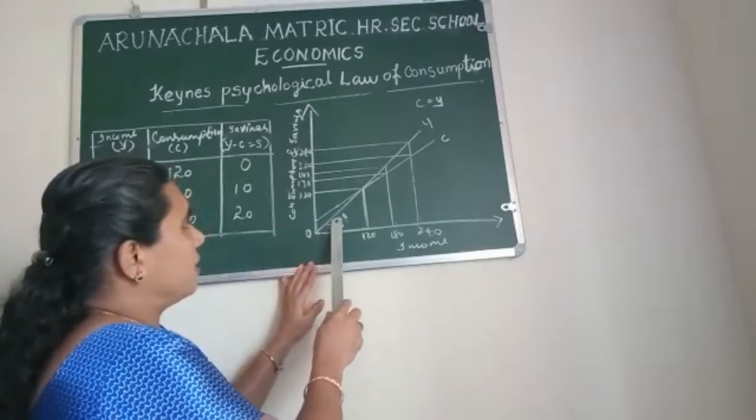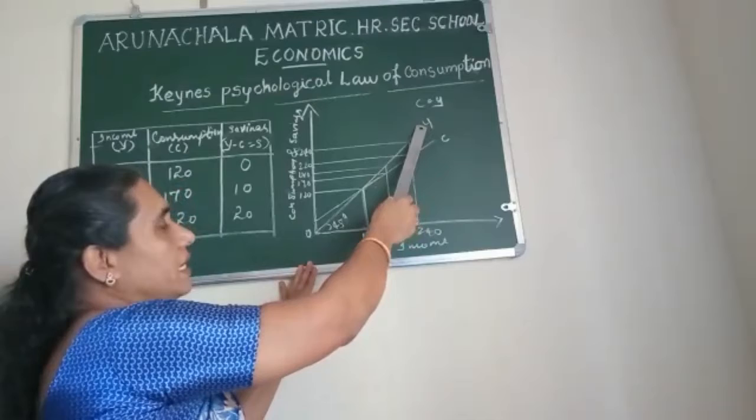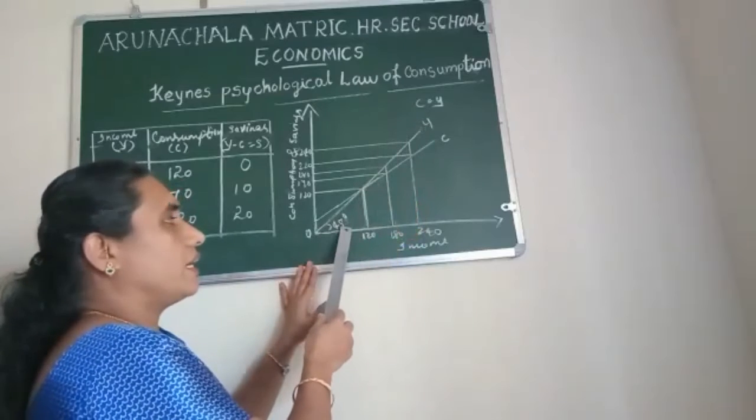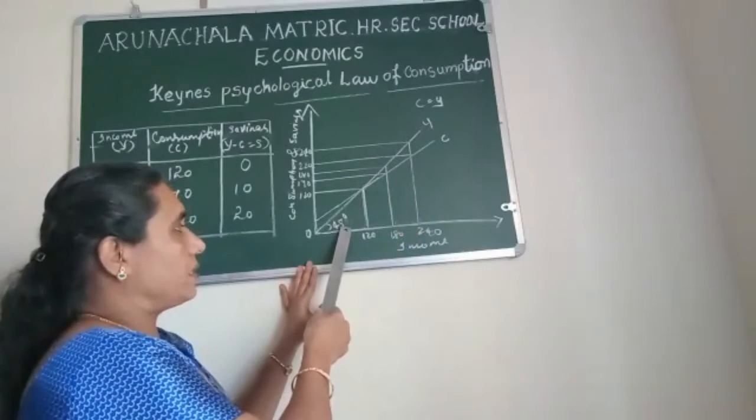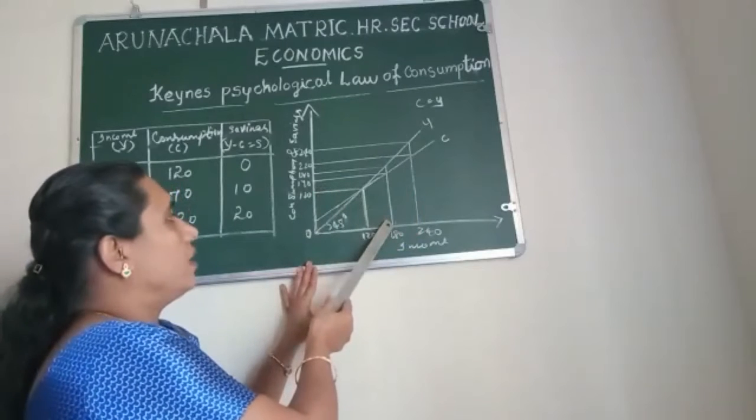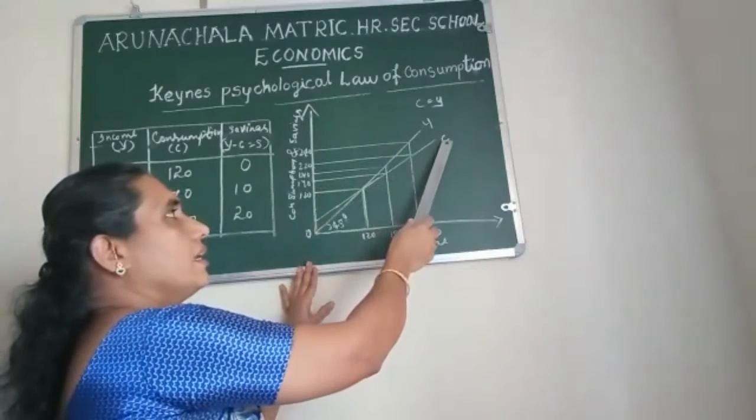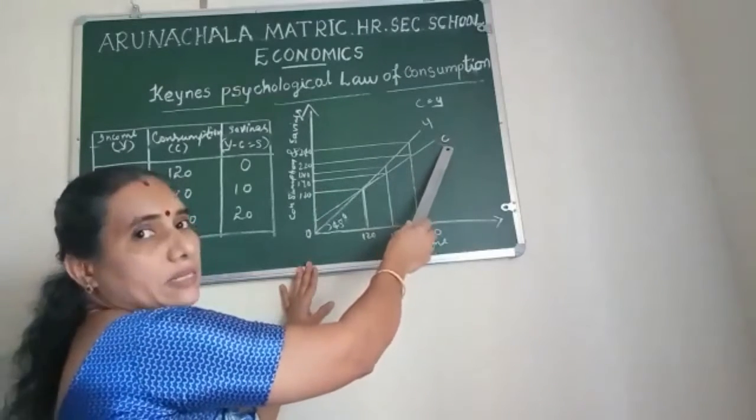Then this line is there now. This is denoted Y. Y means income line. The income line is the 45-degree line. Y represents the equality of income and consumption. Okay. Then after this, the line is C. The C line represents the consumption line.